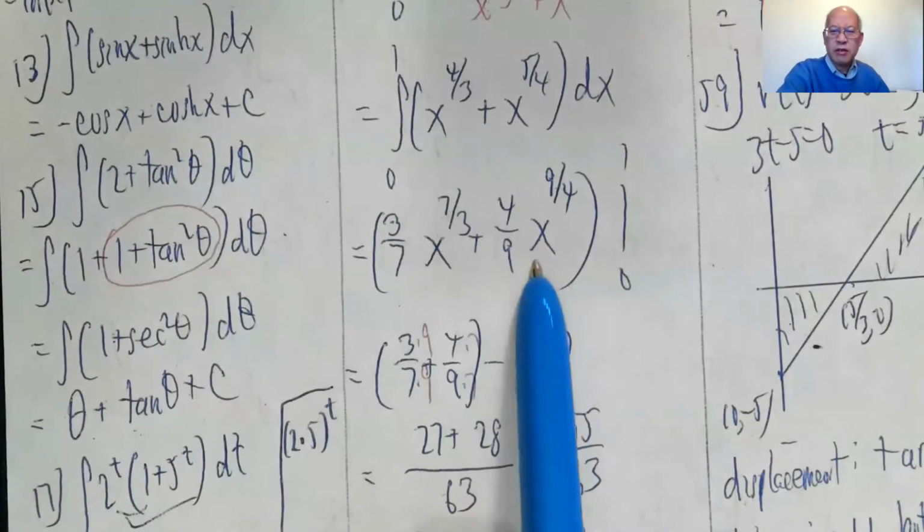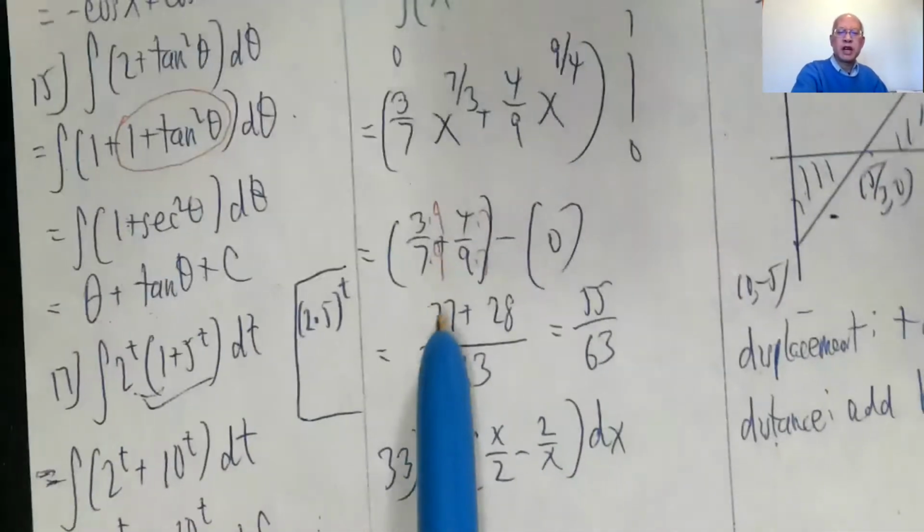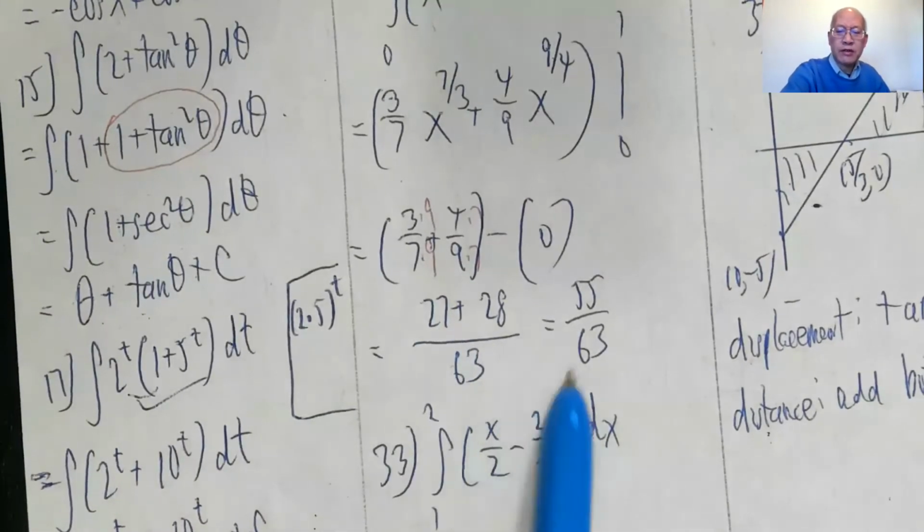Plug in 0, you get 0. Very nice. Plug in 1, 3/7 plus 4/9. Do the arithmetic, 55 over 63.